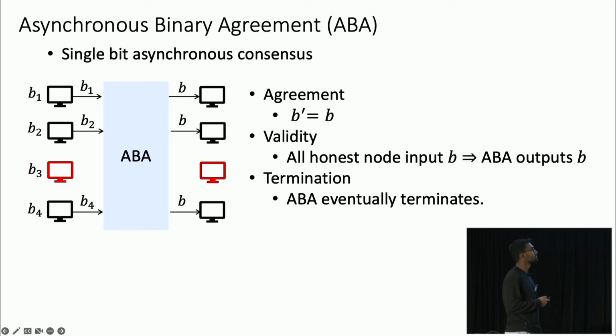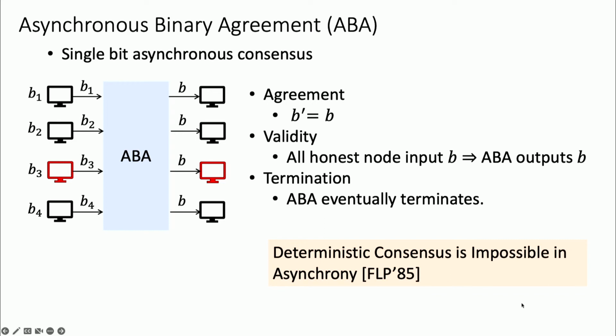But there's a caveat here. We know from FLP 85 that deterministic asynchronous consensus is impossible. So we cannot simply bootstrap this primitive. What we need to do this is a source of common coin. So this is the requirement to build asynchronous binary agreement.